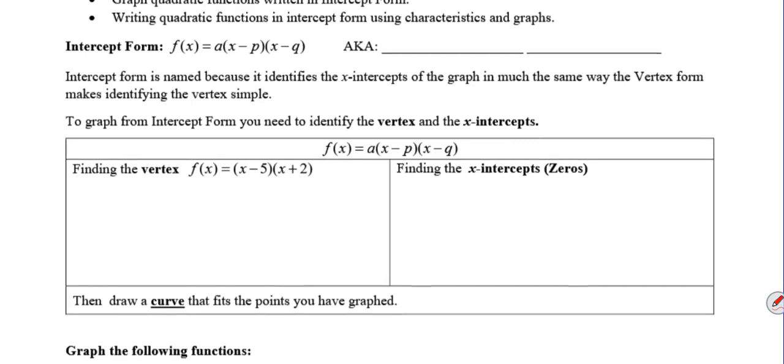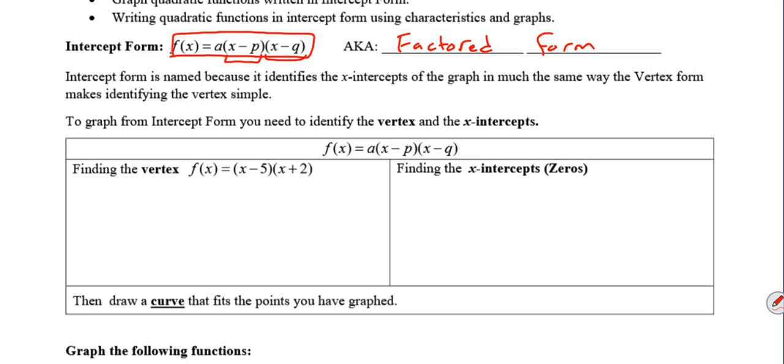So intercept form is when a function is written f of x equals a times the quantity x minus p times the quantity x minus q. That is intercept form, right? So basically we have two factors here. That helps us to understand that intercept form is also known as factored form. So if we see two things being multiplied together, then it's going to be intercept form or factored form.